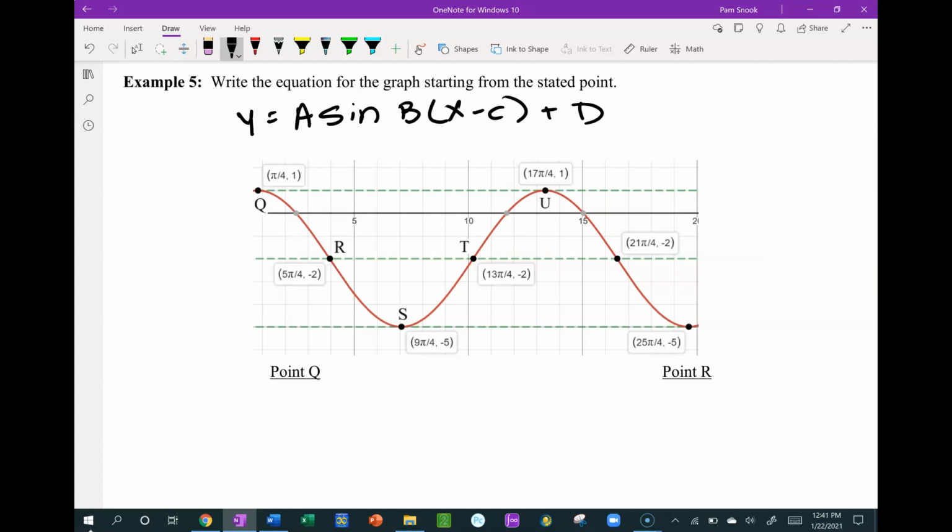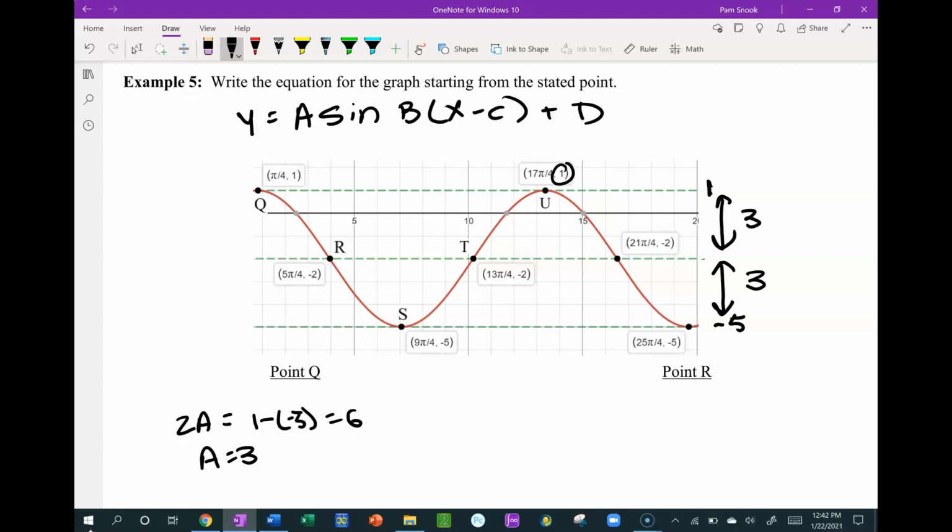So A is our amplitude. Easy way to find the amplitude is you find your peak, which is 1, and then you find the minimum, which is -5, and the distance between them is actually twice the amplitude. So twice my amplitude is going to be 1 minus a -5, or 6. So 2 times that amplitude is 6, so therefore my amplitude is 3. So from there to the center line should be 3, and from the center line to the -5 should also be 3.